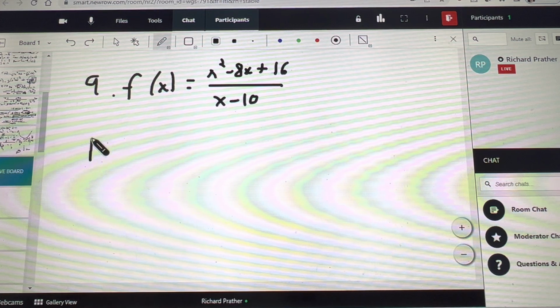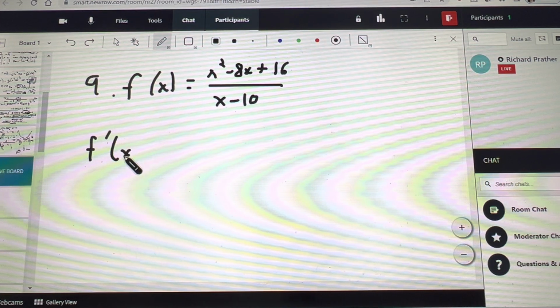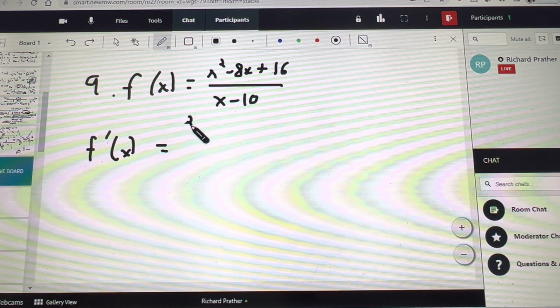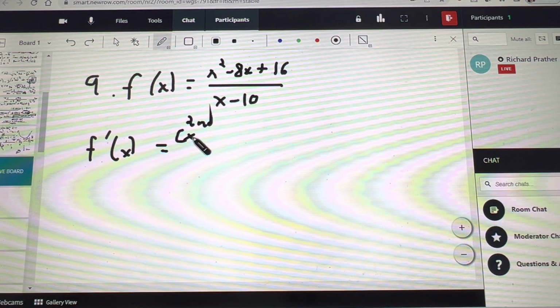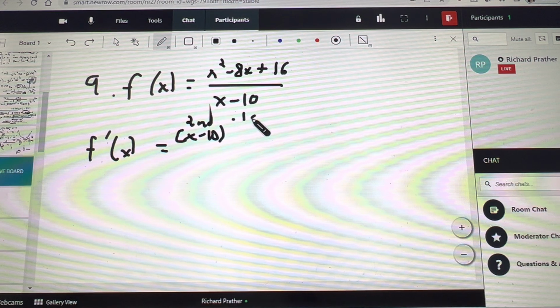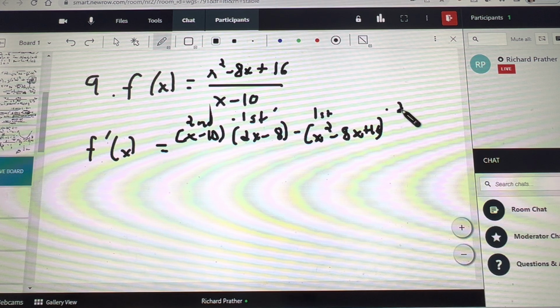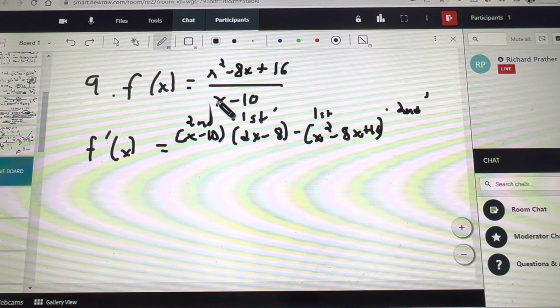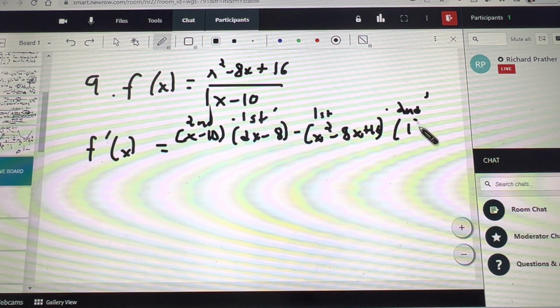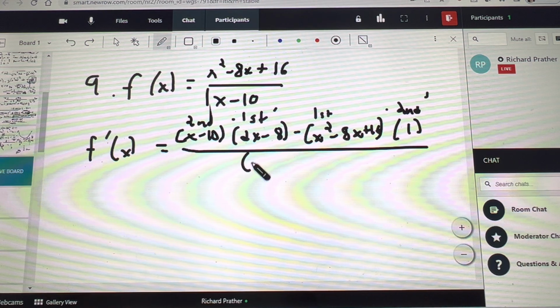So first I've got to find the derivative, and this is going to involve the quotient rule. So second times derivative of the first, and that's easy because it's just a polynomial. The derivative of the first would be 2x minus 8, minus the first times the derivative of the second, and that's easy because it's linear, so it's just the constant in front of x, 1, over the second squared.